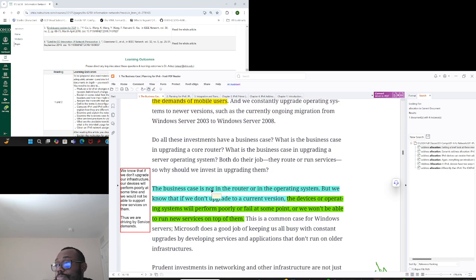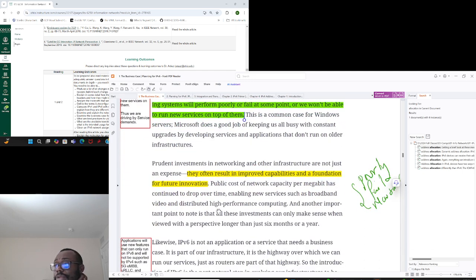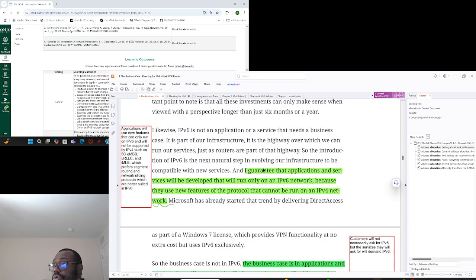So the business case would definitely not be in the router or the operating system you are upgrading, but to know that if we don't upgrade to the current versions, the devices or operating systems will perform poorly or fail at some point, and we won't be able to run new services on top of them. This supports the point that infrastructure upgrades are the key thing. The result is often improved capability. We're just giving an example. So let's continue.